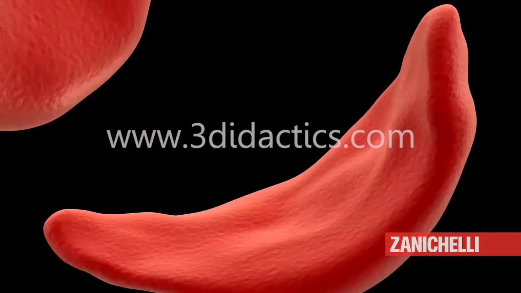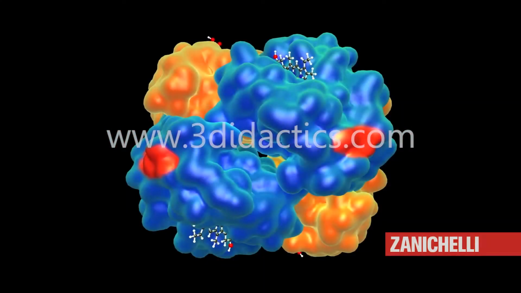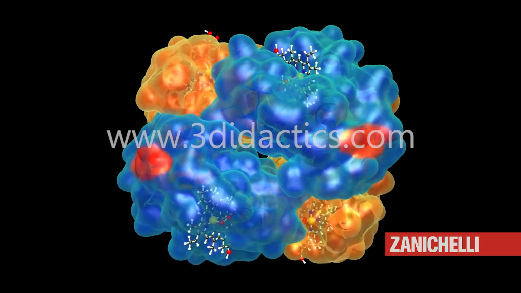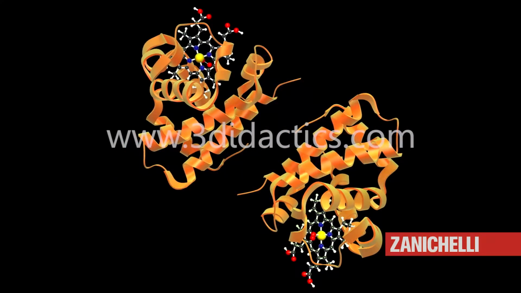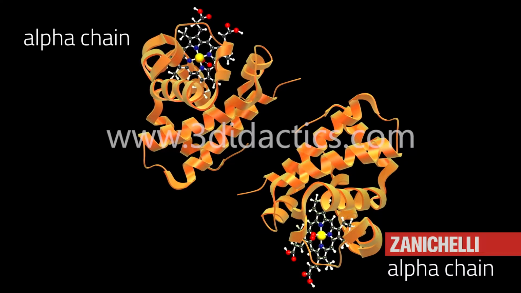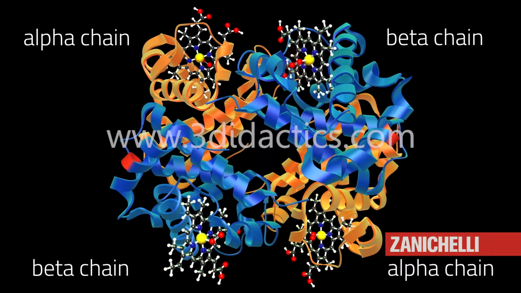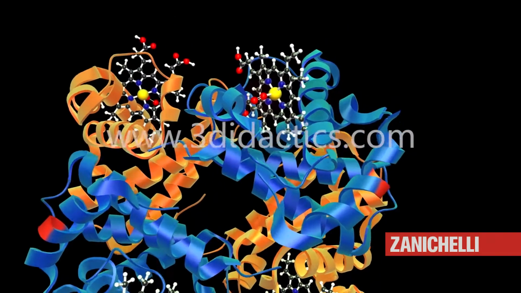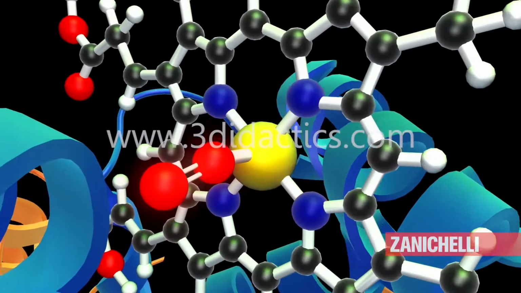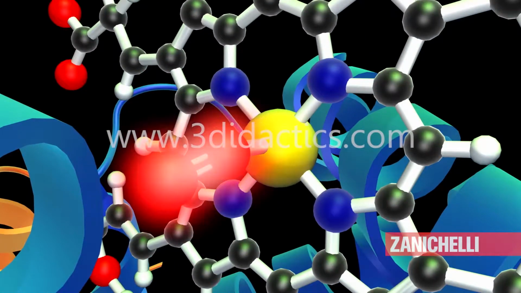Hemoglobin has a quaternary structure, meaning it's composed of more polypeptides. There are 4 polypeptides, identical in pairs, which are called alpha chains and beta chains. Each chain has a central heme group, a molecule that can bind and release oxygen.